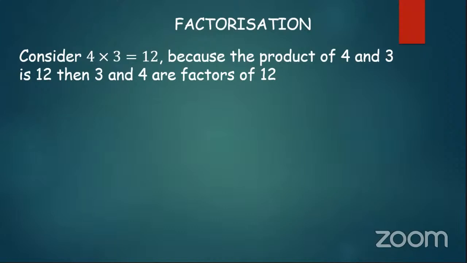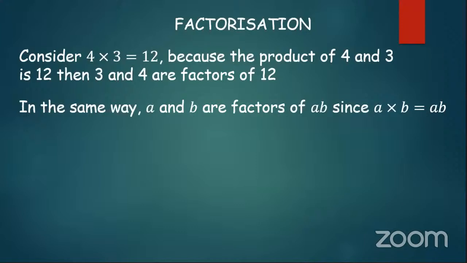So let us begin with a simple number here of 4 times 3. We all know that 4 times 3 is equal to 12. Now, because 4 times 3 gives us 12, then 3 and 4 are factors of 12, like what we have been saying and what you covered in your senior one. So 4 and 3 are factors.